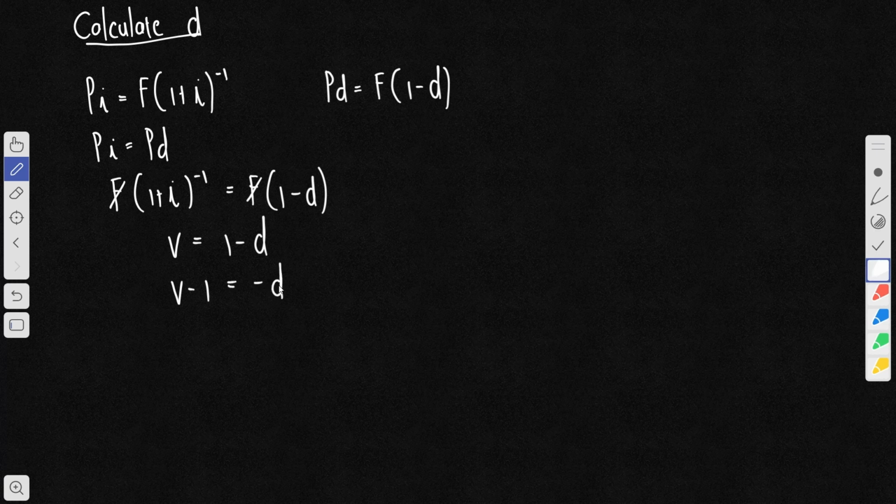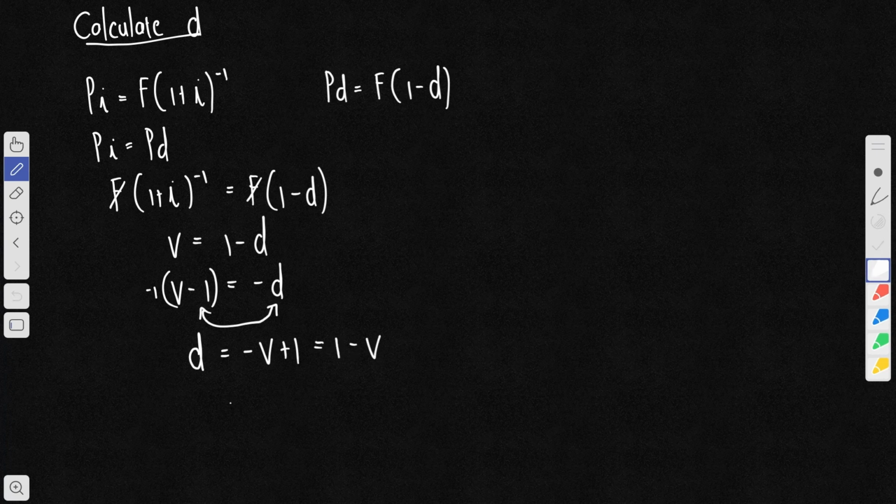That yields v minus 1 equals minus d. And then we multiply both sides of the equation by negative 1. I'm also going to swap the order of these two values. So that means the sign of d changes since I'm multiplying by minus 1. And remember, if I multiply negative 1 into this equation, we need to change the sign of both terms on this side of the equation. So that becomes minus v plus 1, which is also just 1 minus v.